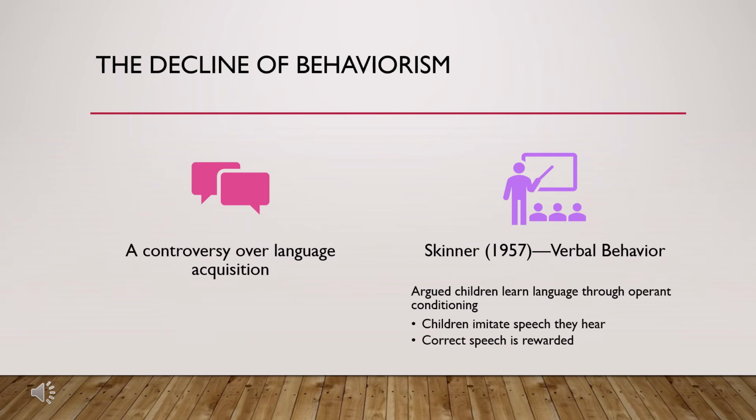So now we move into the decline of behaviorism. There's a lot of controversy over language. Skinner looked at verbal behavior, argued that children learn language through operant conditioning, through the use of reinforcement and punishment, that they tend to imitate speech. Correct speech is rewarded. So if they use correct speech or they say please or thank you, then they're rewarded for that.